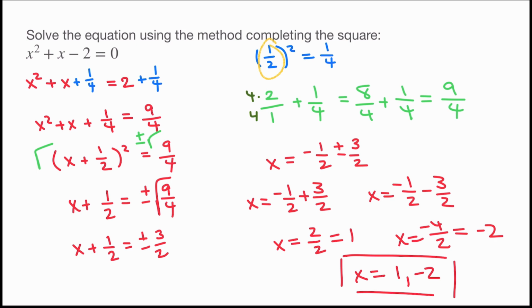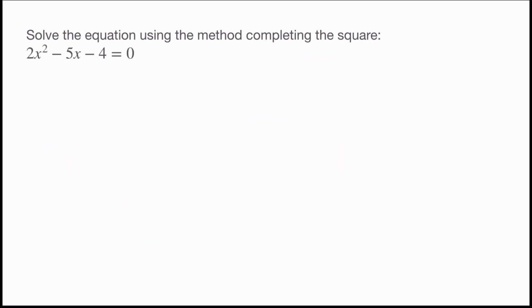All right, let's do one more with this method. 2x squared minus 5x minus 4 equals 0. Step 1, move the constant over. 2x squared minus 5x equals 4.